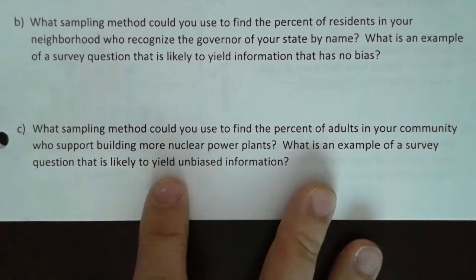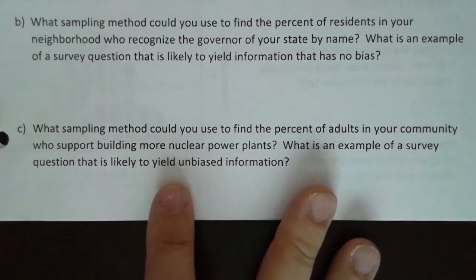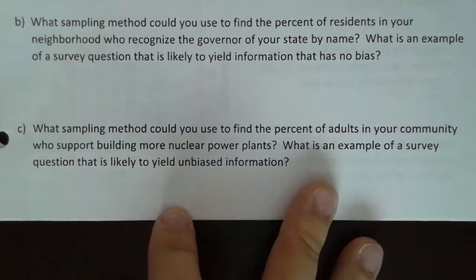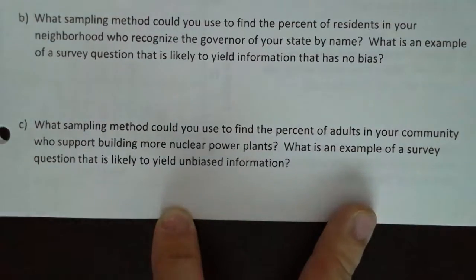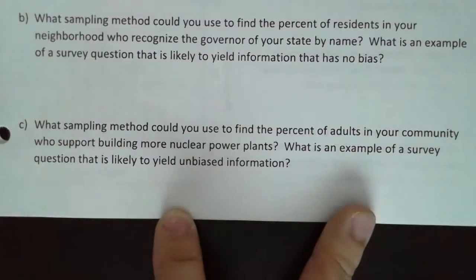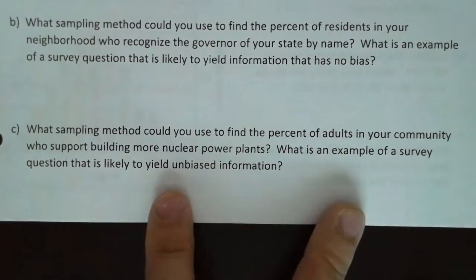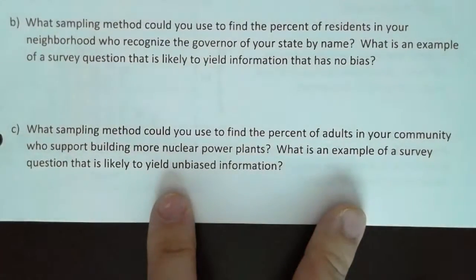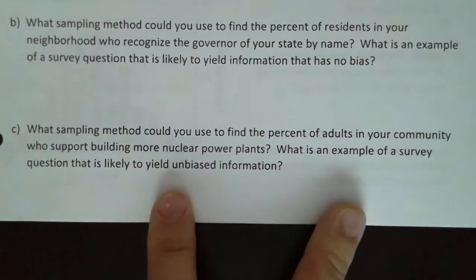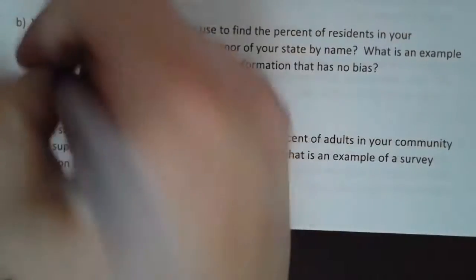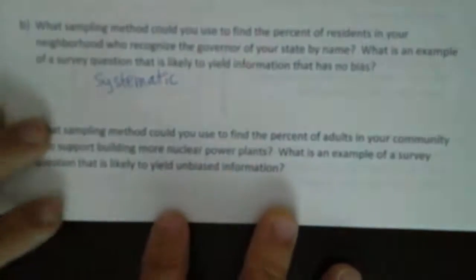Give me a minute. Part B. What sampling method could you use to find a percent of residents in your neighborhood who recognize the governor of your state by name? So what could you use? Systematic seems the easiest, right? You just go ask like 2 people from each household. Yeah. And then like every other number. Right. Okay, so I would say systematic again is probably easiest. How would you do it? Go ask the people at the park? Door to door would be better, right?